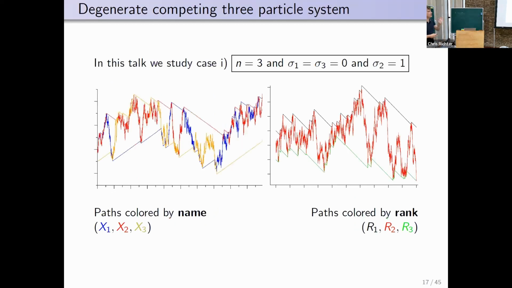So here I just put a picture for you to understand. So this is the process by name. You see that the color changes. And this is the process by rank. The red is always in the center, the green is below, etc. So you see well the process by name here and the process by rank here. Okay.